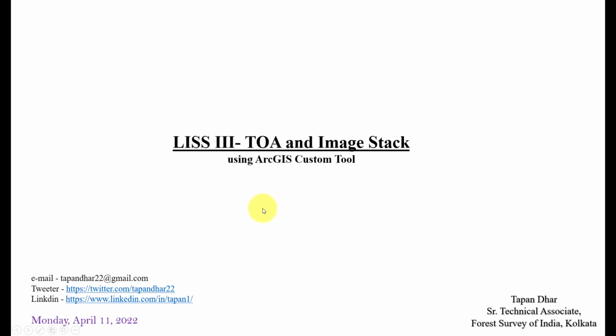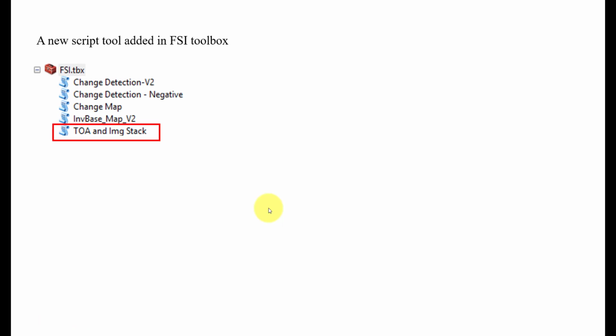I have prepared one tool using ArcGIS. The custom tool is all about creating an image stack and top of atmosphere from a Landsat 3 image. So let's start. Here the representation of the script tool is like this. You can find this is a script tool that has been added to a toolbox.